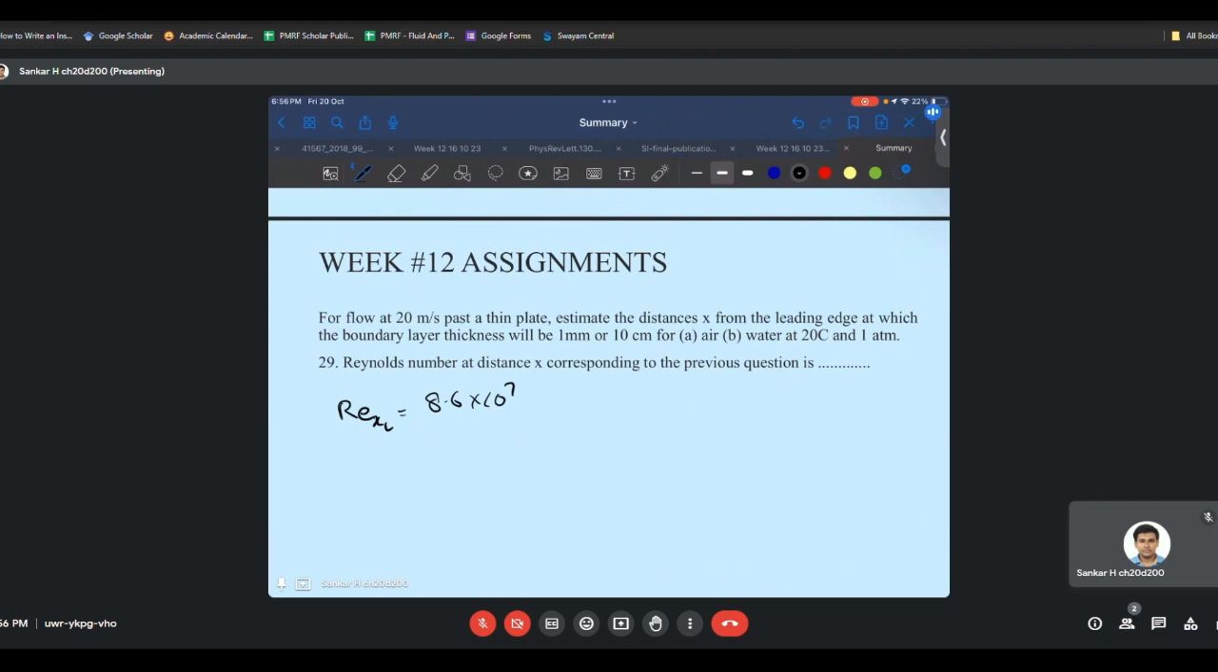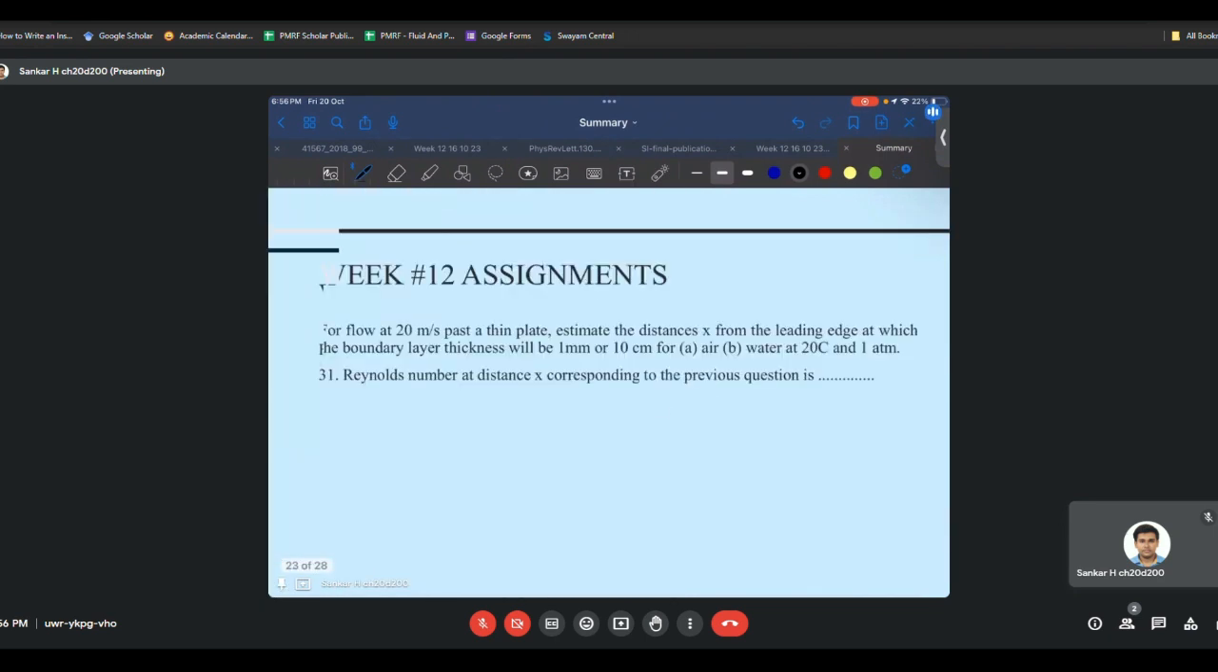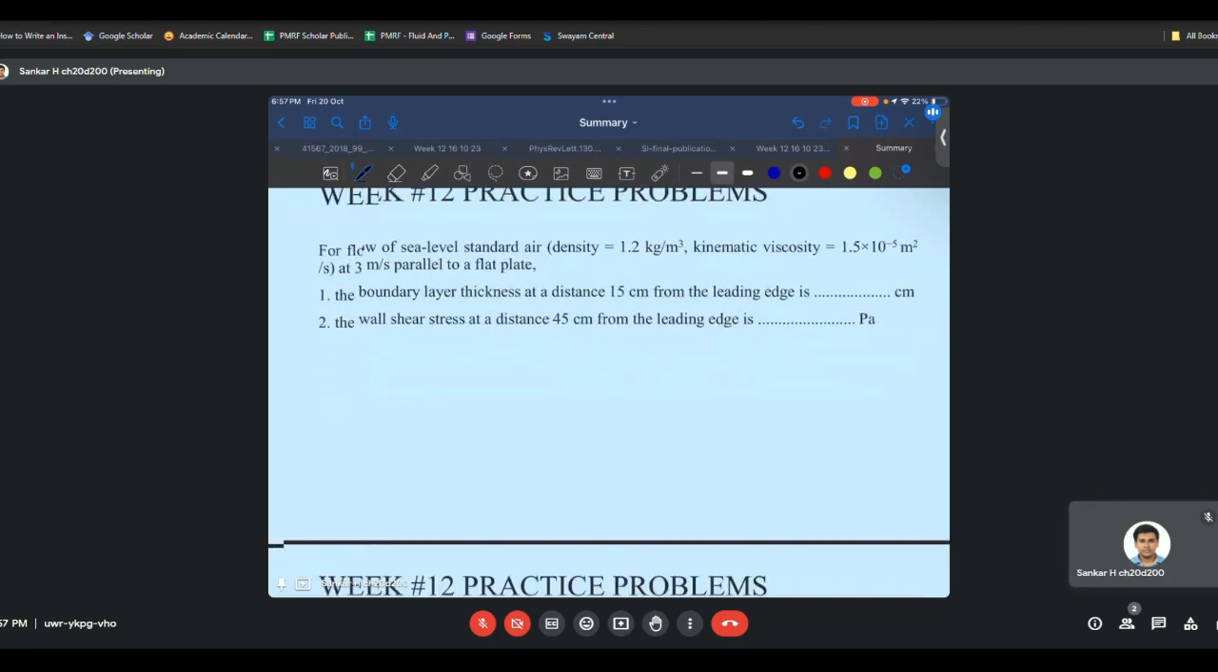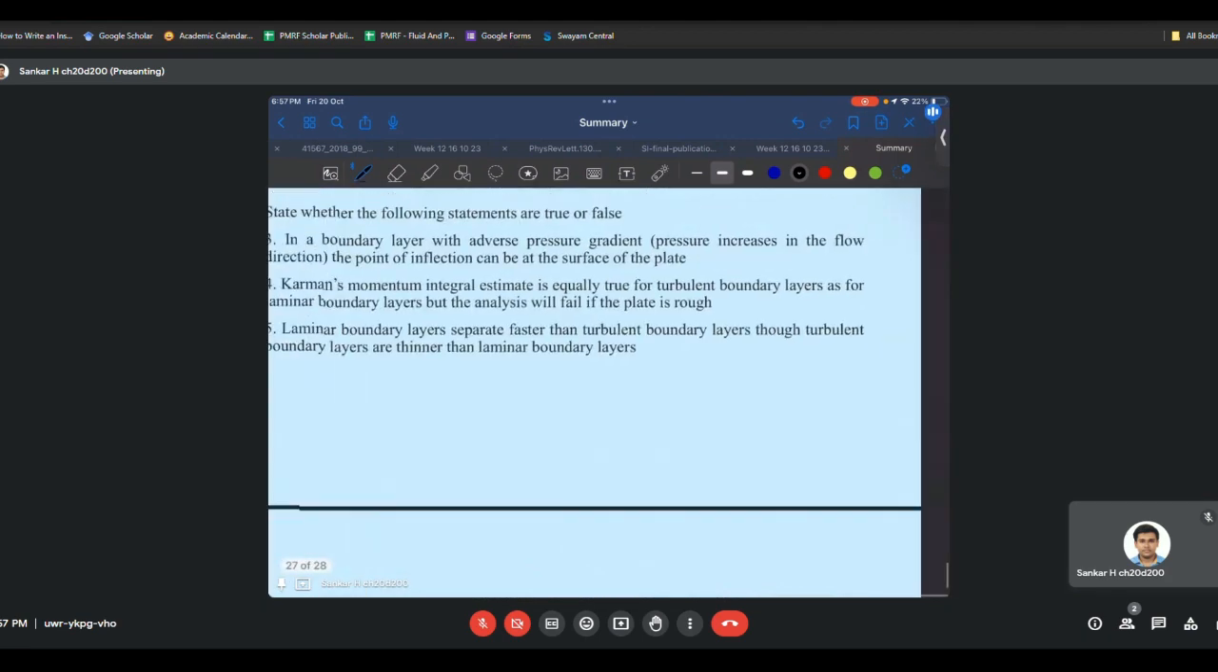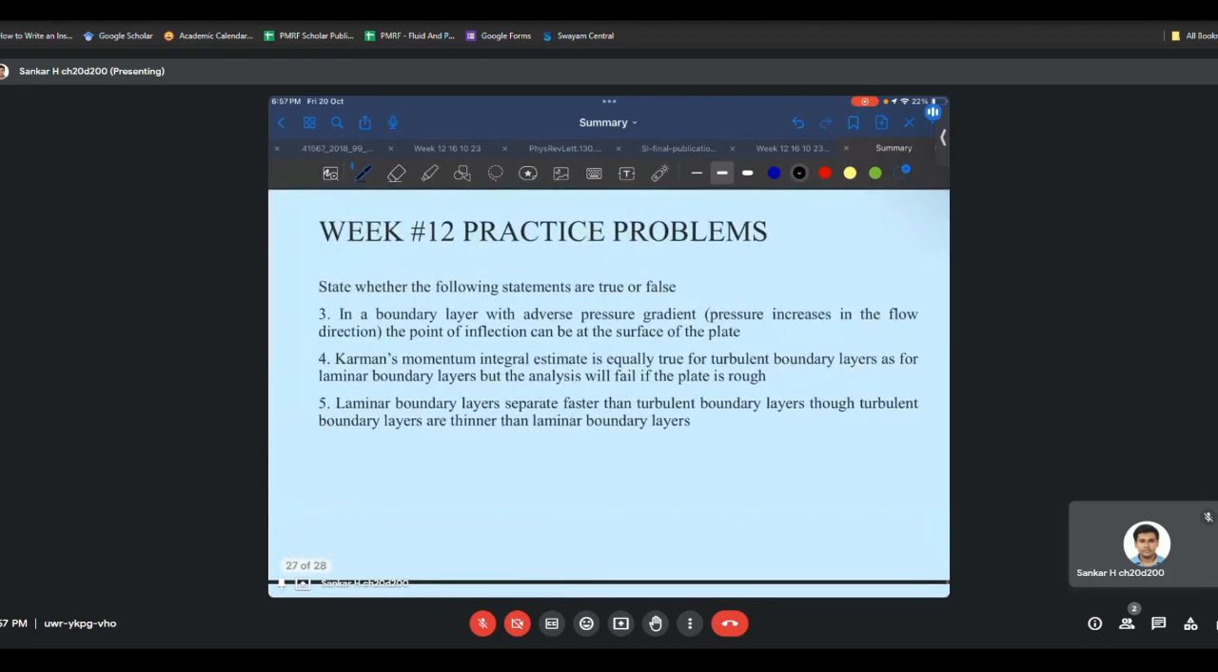So I think I'll stop here with the solution. I think the rest of them are just 4 more questions. Just do this for water, and we have, I'll just do this as well, where we have 3 more true or false statements. This is from the practice problems or the non-graded assignments of week 12.